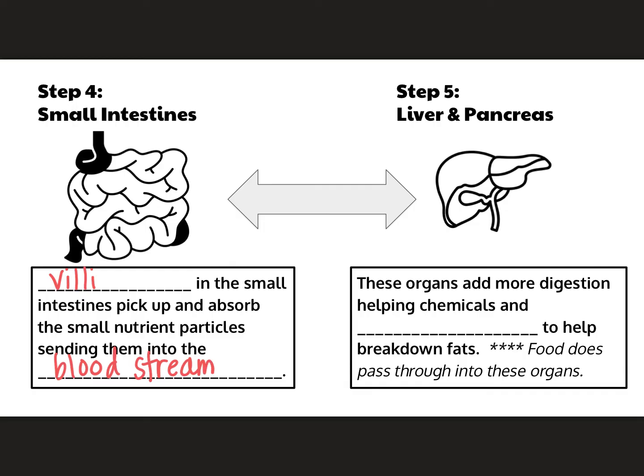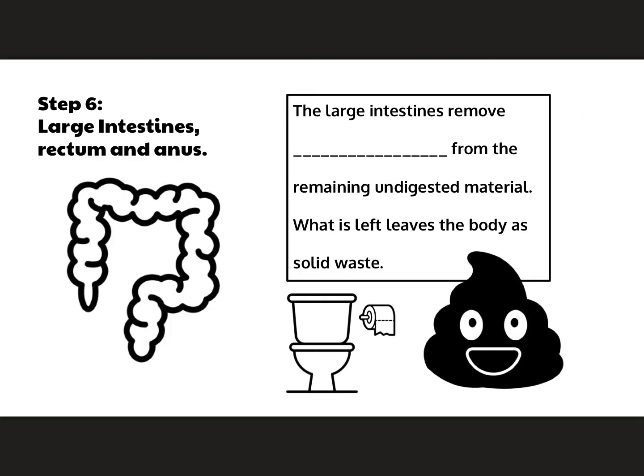Now, step number 5, this is a unique set of organs here. The food does not go through these organs. So I'm going to highlight this right here. The food does not pass through these organs, but they are very important in digestion. These organs add more digestion helping chemicals, and specifically a chemical called bile, to help the food break down even further, more specifically the fats.